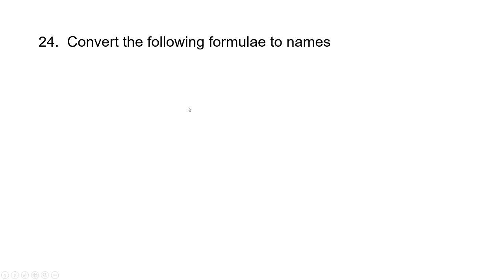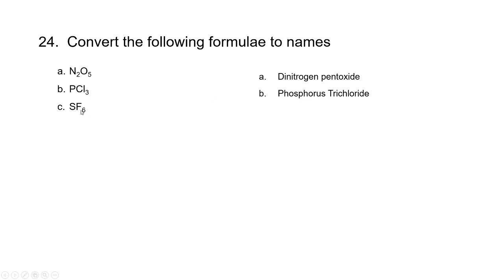Let's do the reverse. These are a little bit faster. Let's convert the following formulas to names. N2O5, got to know your prefixes. Dinitrogen pentoxide. You don't want to put pentaoxide, you don't want to have that AO vowel combo. PCl3, that's phosphorus trichloride. SF6, that's sulfur hexafluoride. Again, there's only one S, so it's sulfur hexafluoride, 6 F. H2O, that's dihydrogen monoxide, which we know is water.